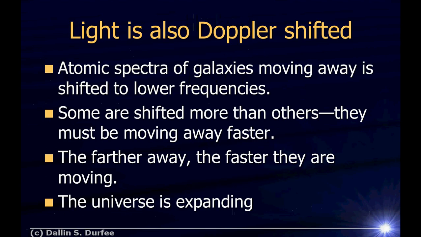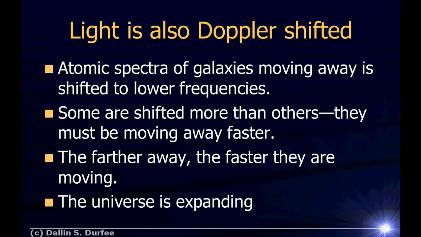Turns out light is also Doppler shifted, and that's really cool. You can use the Doppler shift of light to do some neat things. For example, if you look at the atomic spectra of light coming from stars and galaxies, it's shifted to lower frequencies because they're moving away from us. Some are shifted more than others. That tells us they're moving away faster. You can determine how fast a galaxy or a star is moving relative to the Earth by measuring these Doppler shifts. An interesting thing happens.